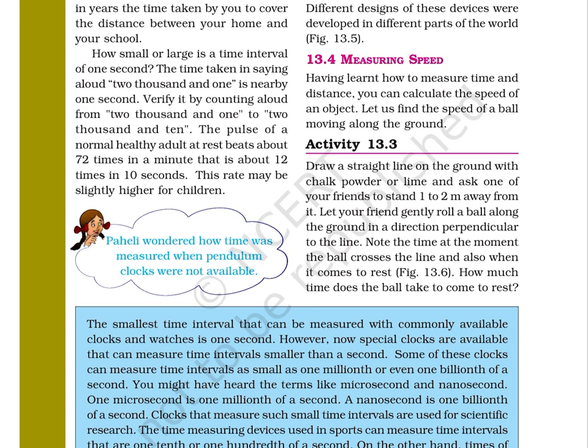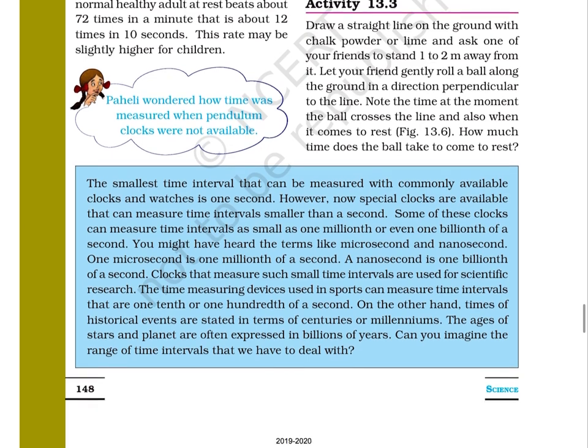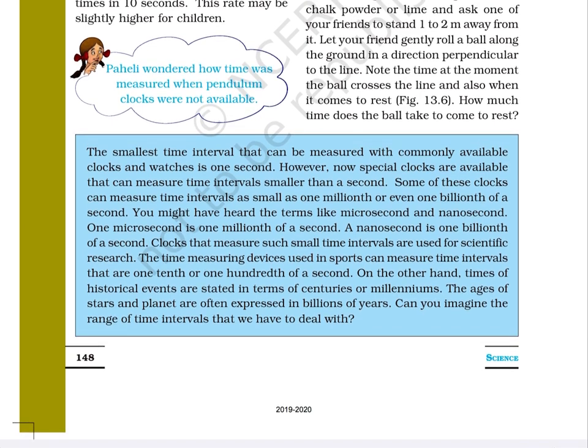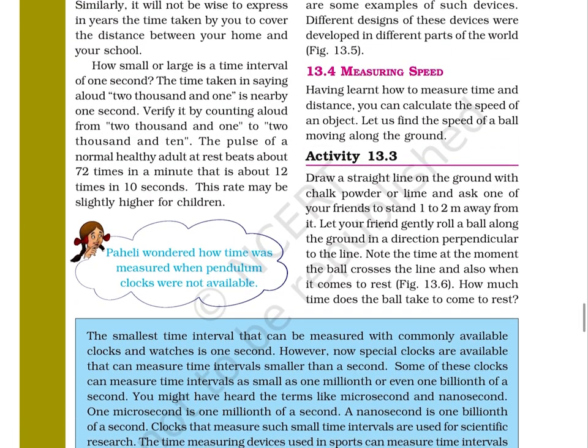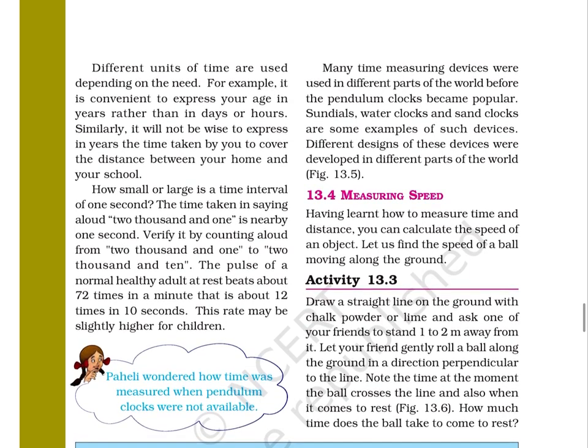There's a thought bubble given here. A picture of Paheli is next to it. Paheli wondered how time was measured when pendulum clocks were not available. Many time measuring devices were used in different parts of the world before the pendulum clocks became popular. Sundials, water clocks, and sand clocks are some examples of such devices. Different designs of these devices were developed in different parts of the world.